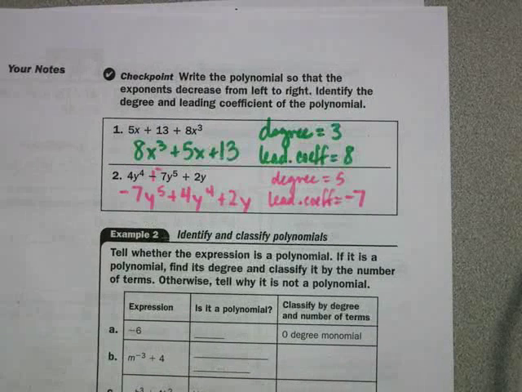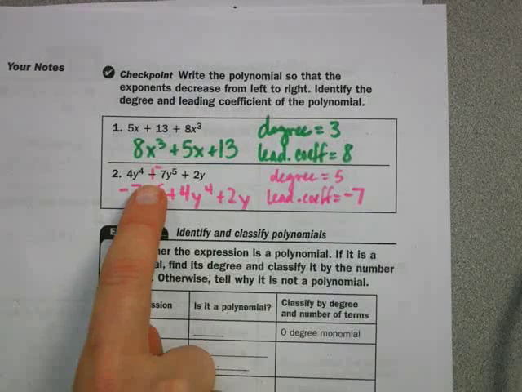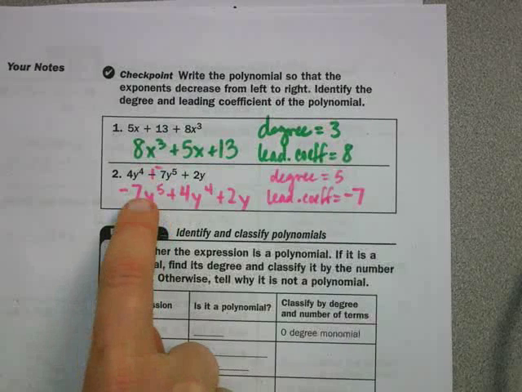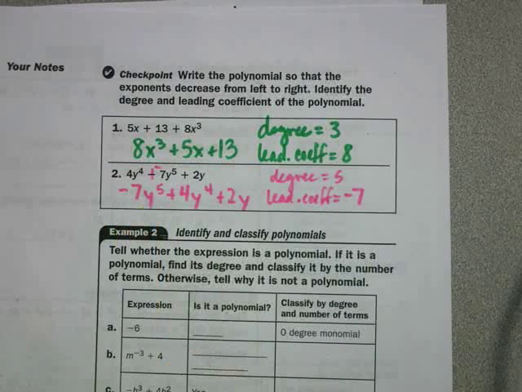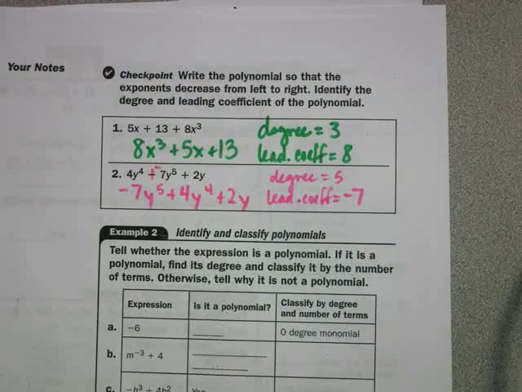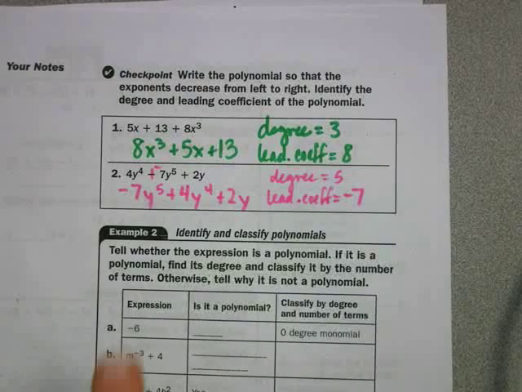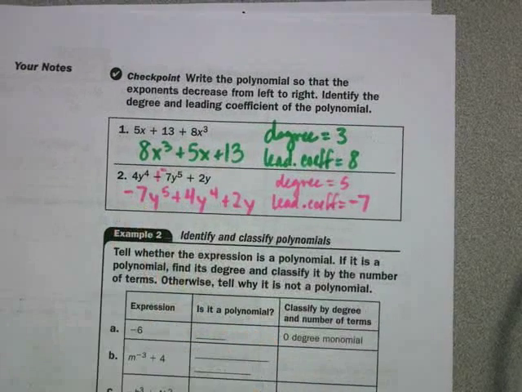All right, so here are your solutions. Number 1 is 8x cubed plus 5x plus 13. The degree is 3. The leading coefficient is 8. Number 2 is negative, do you have the negative there? Negative 7y to the 5th, because there was a minus sign in front of that, so I made it plus a negative to link it together, plus 4y to the 4th plus 2y. The degree is 5. The leading coefficient is negative 7.